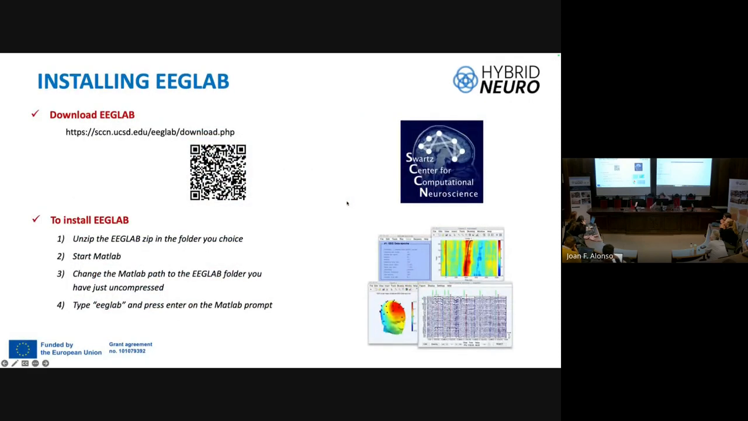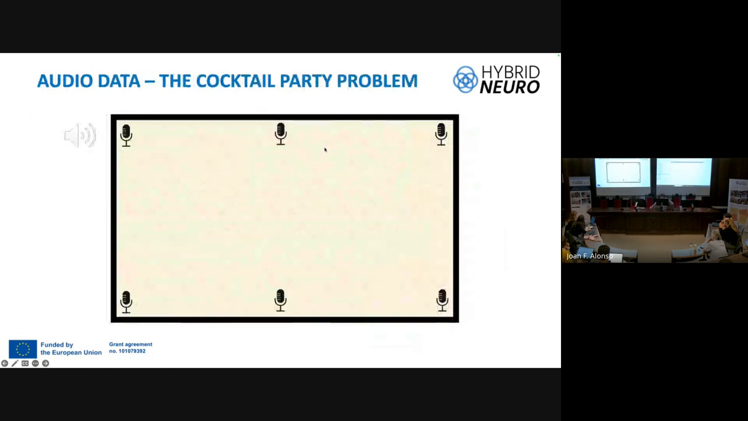Just in case you don't have EEGLAB installed, please allow me to quickly explain the steps for its installation. First of all, we have to download the EEGLAB package you have in the drive, and then unzip it, change the MATLAB path, and write EEGLAB in the command window. Okay, let's start with the first example.